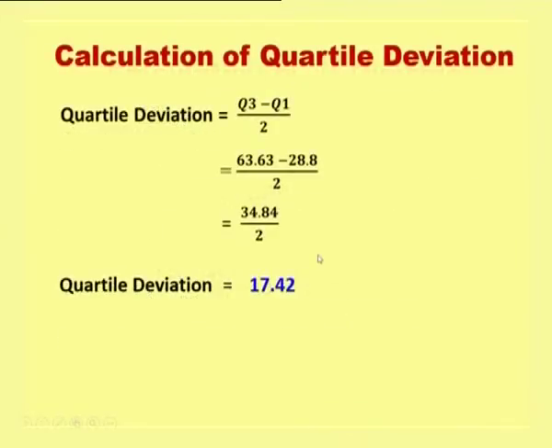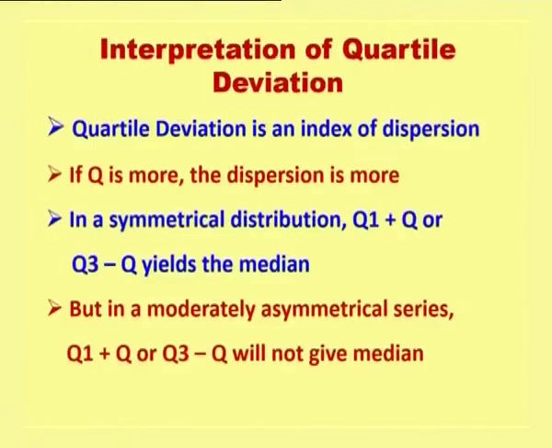So, my dear friends, we have calculated the third quartile as 63.63 and the first quartile as 28.8, and the difference between these two, that is 34.84, is called the interquartile range. If we divide it by 2, that is equal to the quartile deviation. And so, by using this formula, we can find out the quartile deviation.